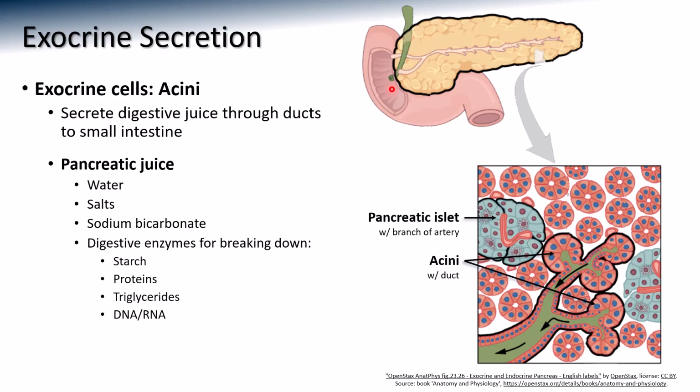The other things secreted by the pancreas are digestive enzymes. Now, you do not need to be able to name these individually, but it's good to know that they're going to assist in breaking down starches, proteins, triglycerides, and nucleic acids that have been ingested and have already passed through the stomach.